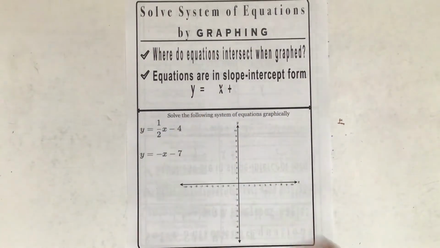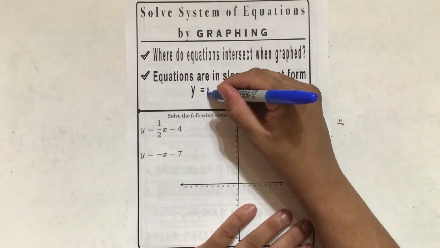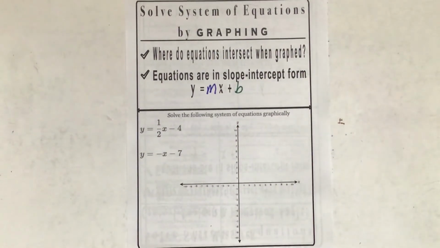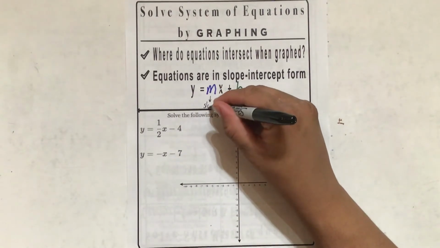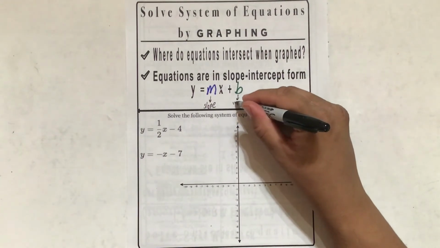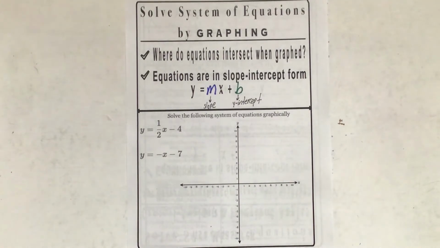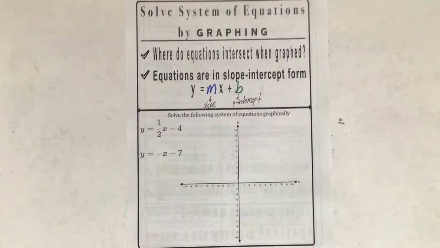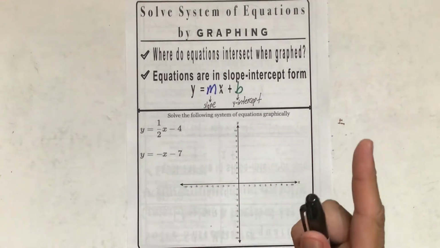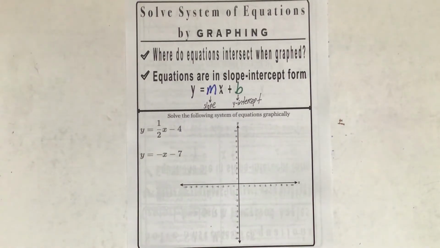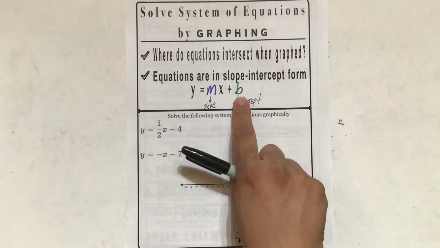Equations are in slope-intercept form, which is y equals mx plus b. Now, if we remember, m means the slope, so m is the slope of the line, and b is the y-intercept of the line. So the slope shows how the line moves, how it goes from one point to the other. Remember, up 1 over 2, up 3 over 4, up 5 over 7, down 5 over 8, down 1 over 1. It depends on what the slope is, right? Which is a fraction.